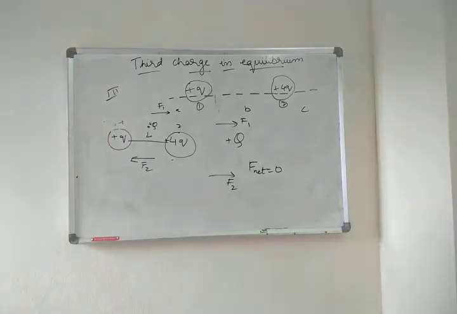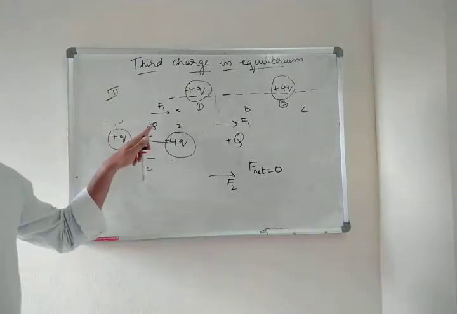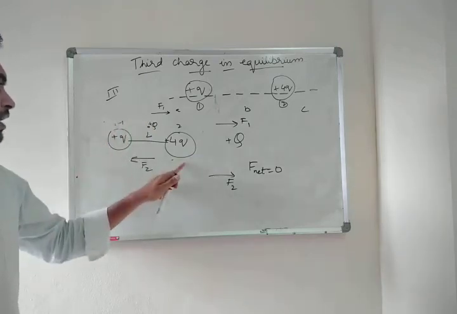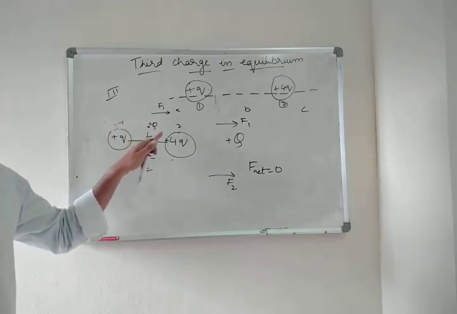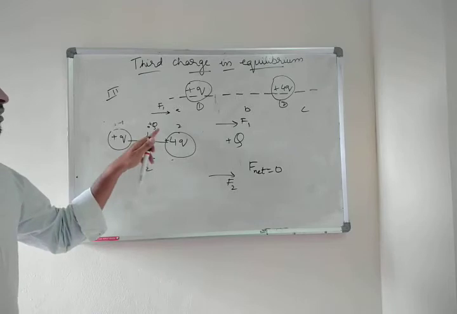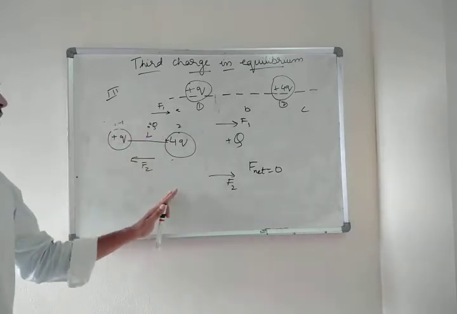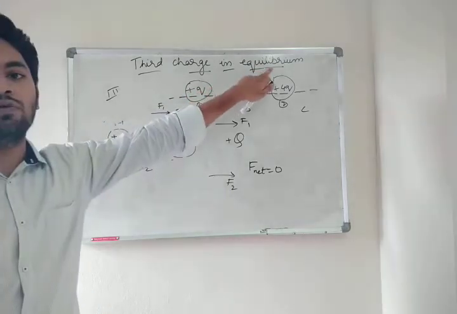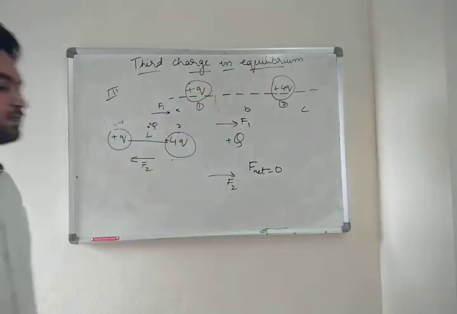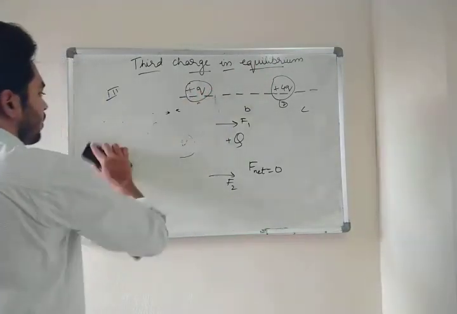Understood this case? So the only possibility, if both are positive charges and in the middle also a positive charge, is that it has to be placed in the middle of the two charges. Then only it will be in equilibrium. Understood? Now let us see a problem.